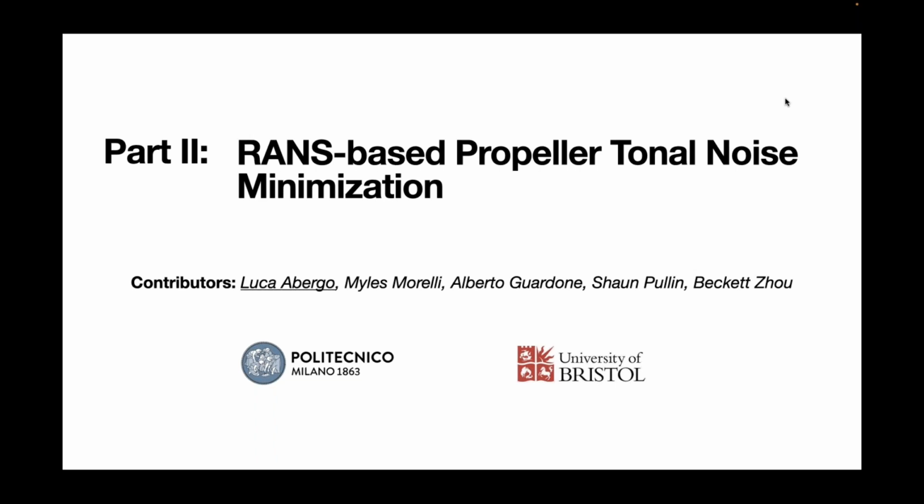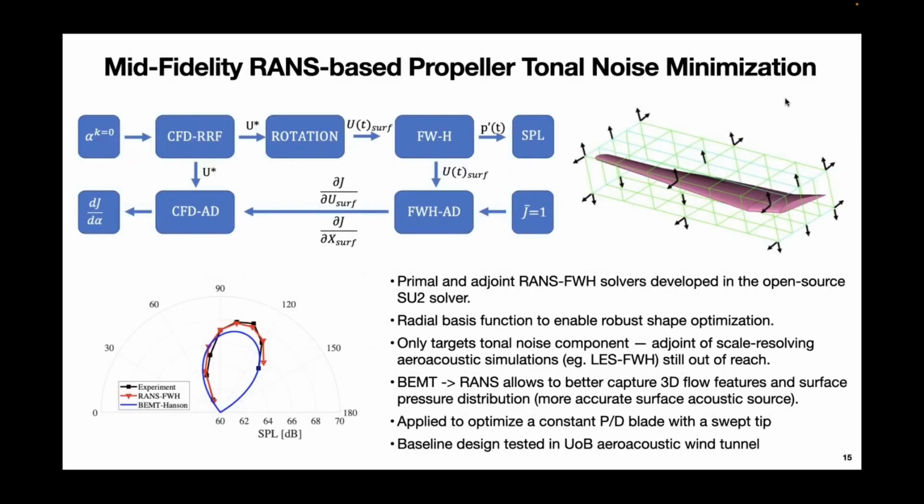I'm gonna try. Thanks. So this work is led by Luca Albergo from Polimi, and basically the idea is we set up the adjoint solver using RANS and Ffowcs Williams-Hawkings in SU2.